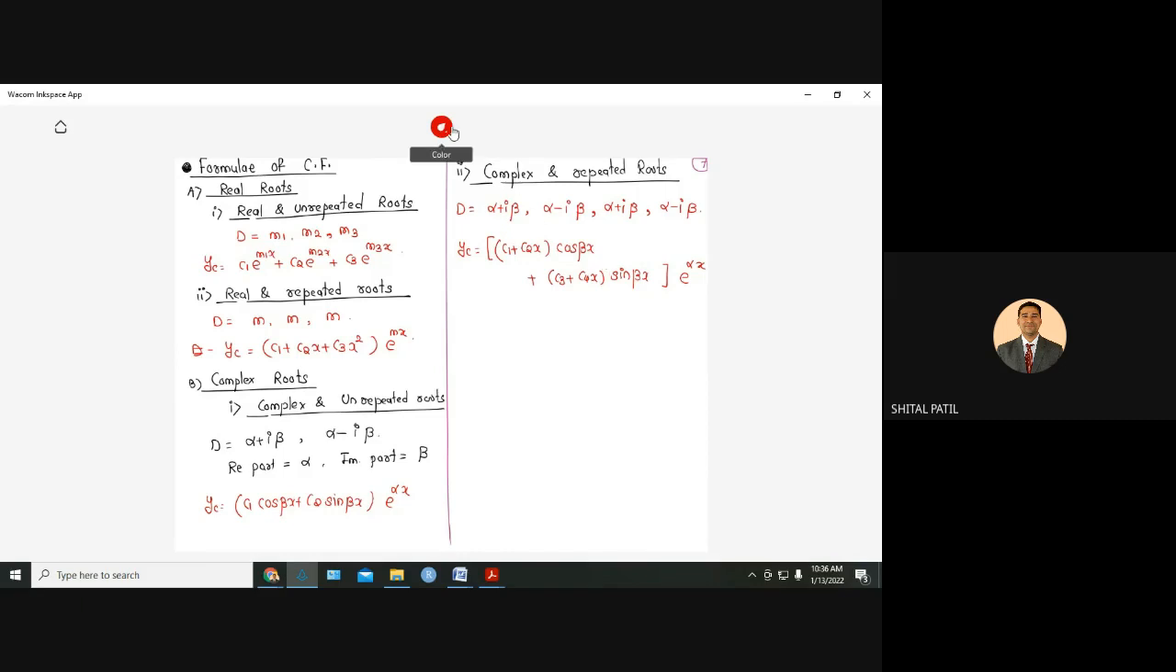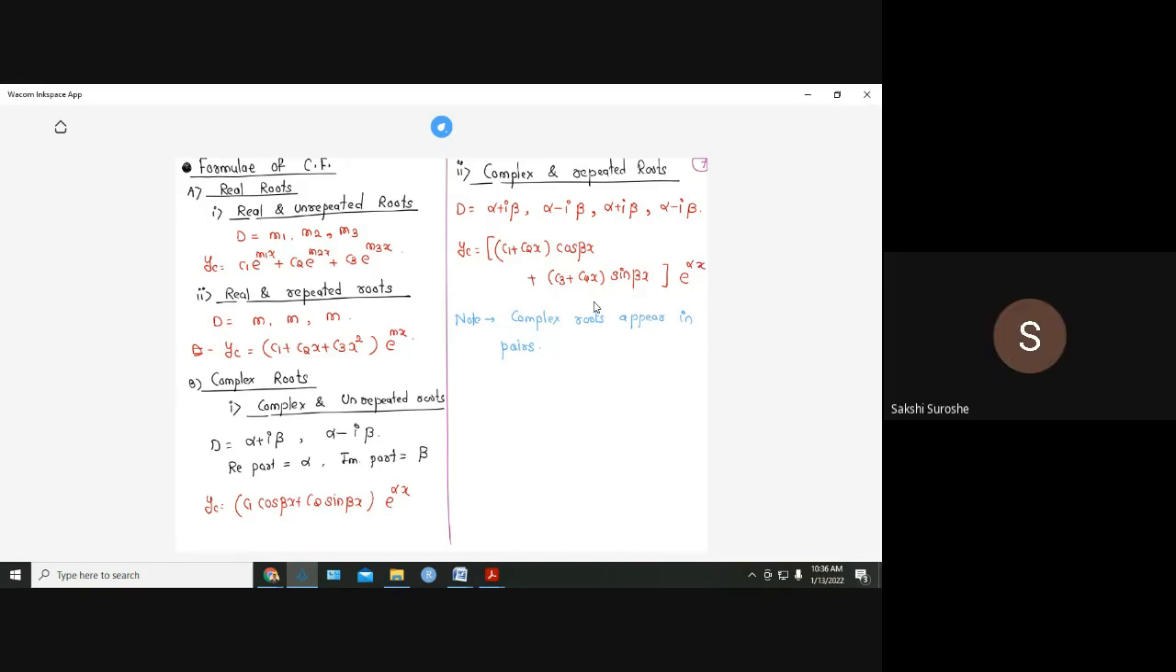Okay. Then below this write down a note: complex roots appear in pairs. Means if alpha plus i beta is one root, by default alpha minus i beta is the second root. These 4 formulas we have to remember. Any doubt about these 4 formulas?